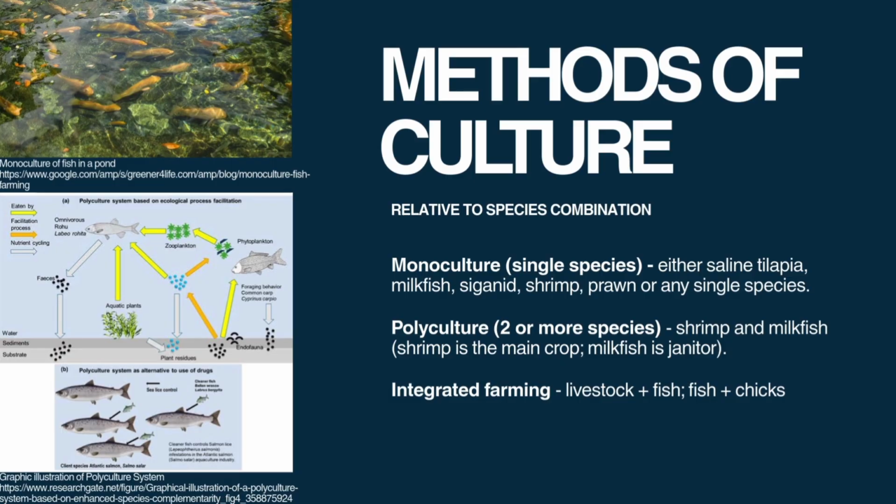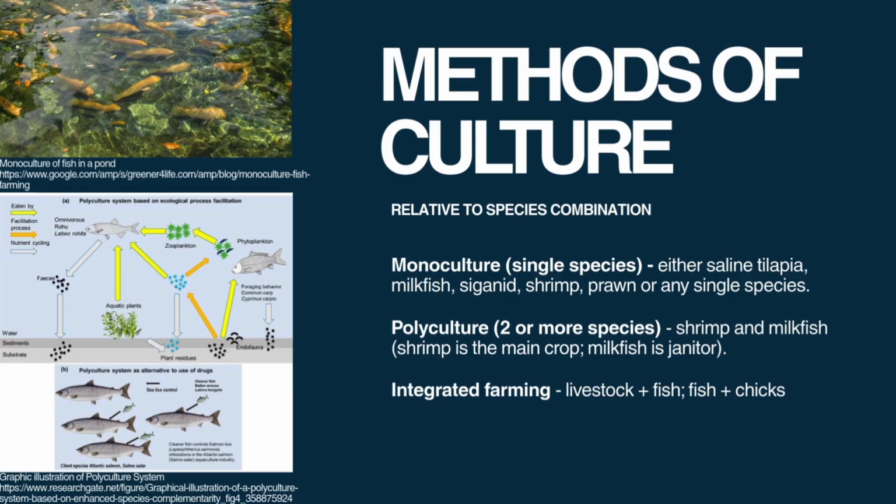So last, we have the integrated farming, where it combines aquaculture with livestock or crop production. Waste from one component becomes input for another, improving sustainability, reducing waste, and increasing overall farm productivity. I have put here an image that shows how polyculture works.